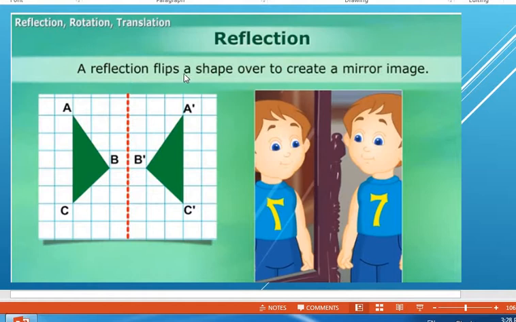A reflection flips a shape over to create a mirror image. As an example, if you stand in front of a mirror, you will see yourself. Everything will be the same, but in an opposite way. So if you have a writing on your shirt, it will appear on the other side, opposite.